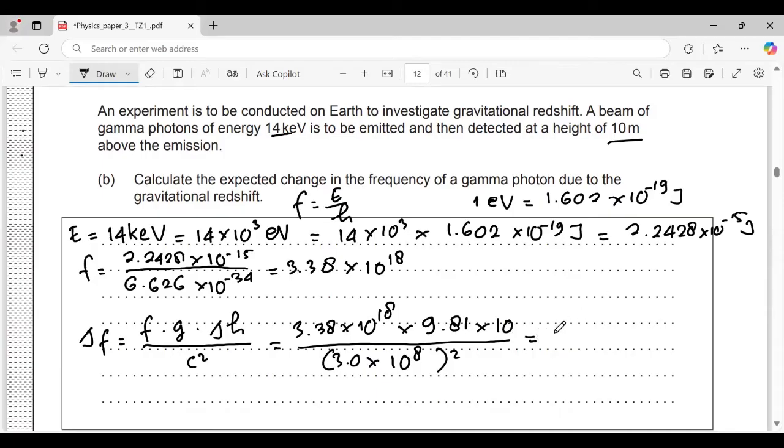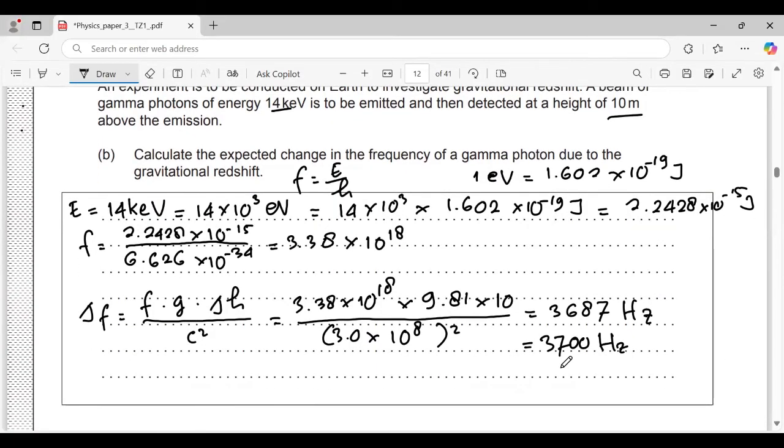And if you calculate, the result is 3,687 hertz. You can approximate it to 3,700 hertz, or 3.7 times 10 cubed hertz.